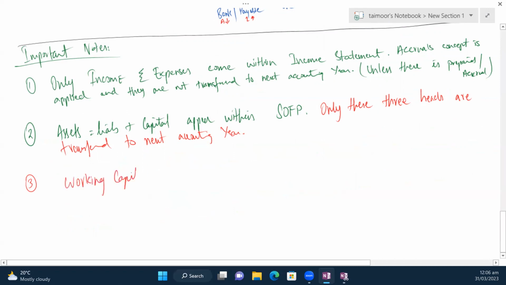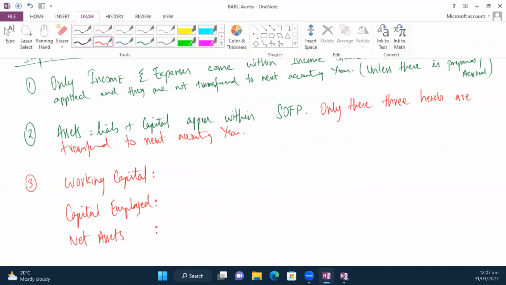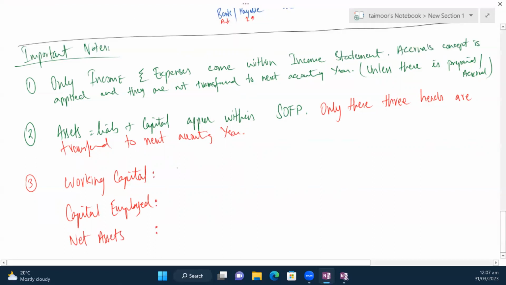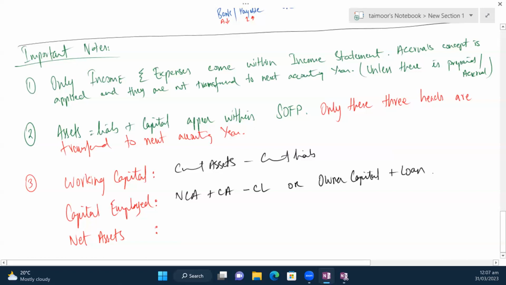working capital and capital employed and net assets. So you need to remember the basic formulas of working capital. Working capital is current assets minus current liabilities. Capital employed you can calculate using two ways: non-current assets plus current assets minus current liabilities, or owner capital plus loan. That's your capital employed.